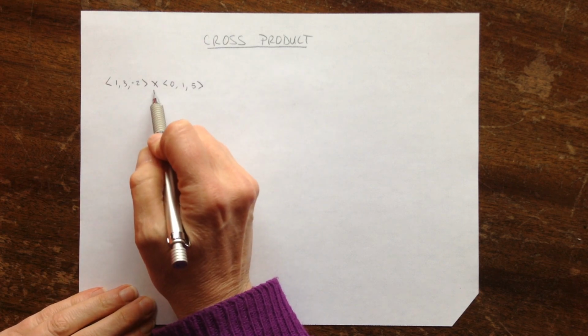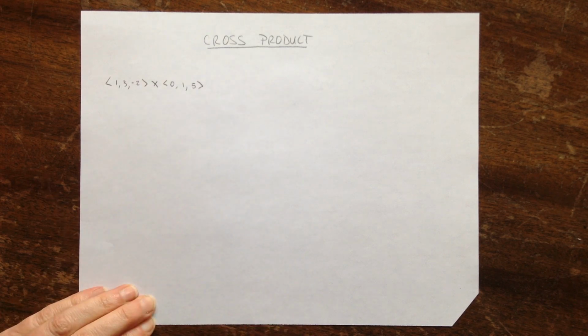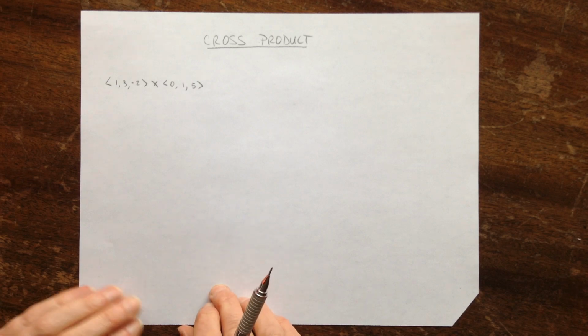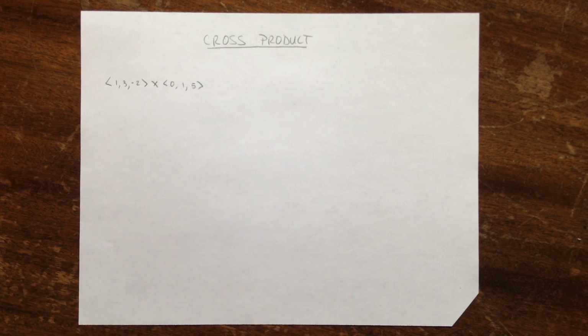This, like old school multiplication symbol, is standard notation for the cross product. It is only defined for three-dimensional vectors, so you can't take the cross product of a two-dimensional vector with a two-dimensional vector or a four-dimensional vector with a four-dimensional vector. So it has to be vectors that have exactly three entries.